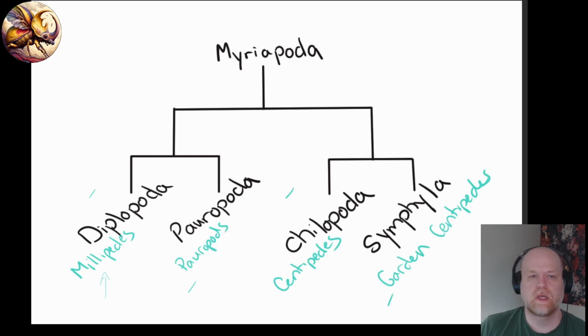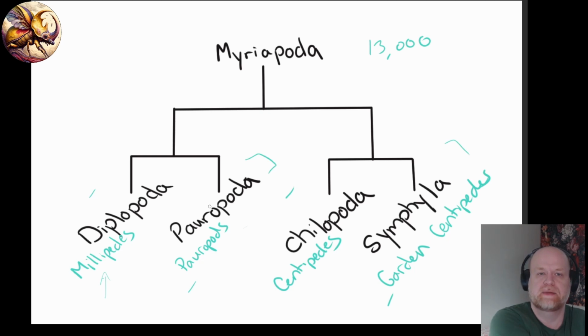Overall, the myriapods are a fairly small group evolutionarily, in number of species, compared to the insects, which is what we're going to be getting into. But then again, everything's small compared to the insects because there are so many insects. There's an estimated 13,000 species of myriapods, mostly in the diplopods and the chilopods. The pauropods and the symphyla are a couple hundred species in each of these groups, and then the chilopods and the diplopods represent several thousand species.